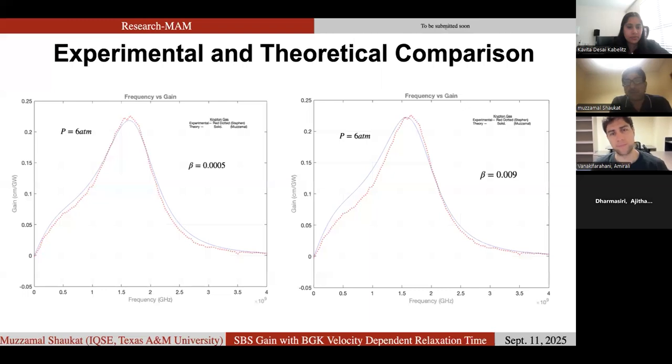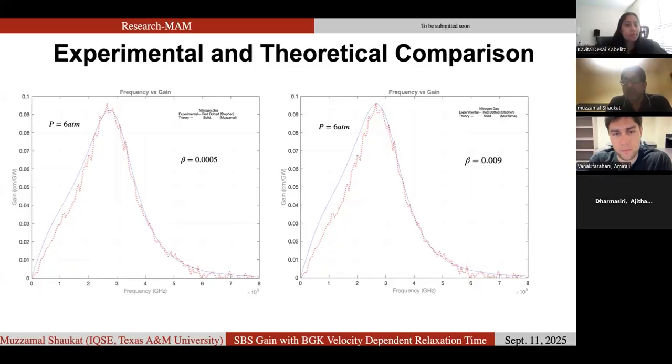That is the red curve, the experimental data, thanks for sharing with us and allowing us to show it here. Then the other curve, with beta very, very small at pressure 6 atmosphere, you can see that the results match much better. Beta is very, very small here, but if you increase beta, you will have a shift towards less frequency with the increase in the beta parameter, again for the krypton gas.